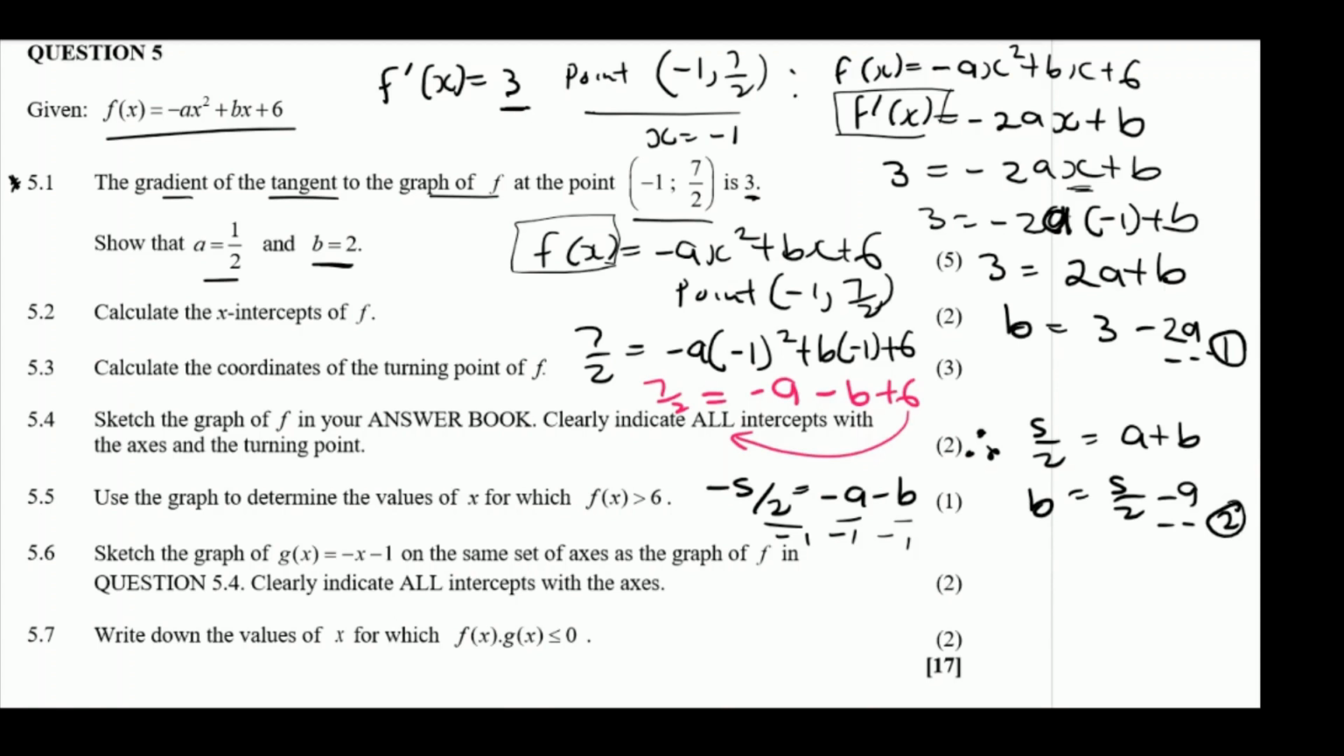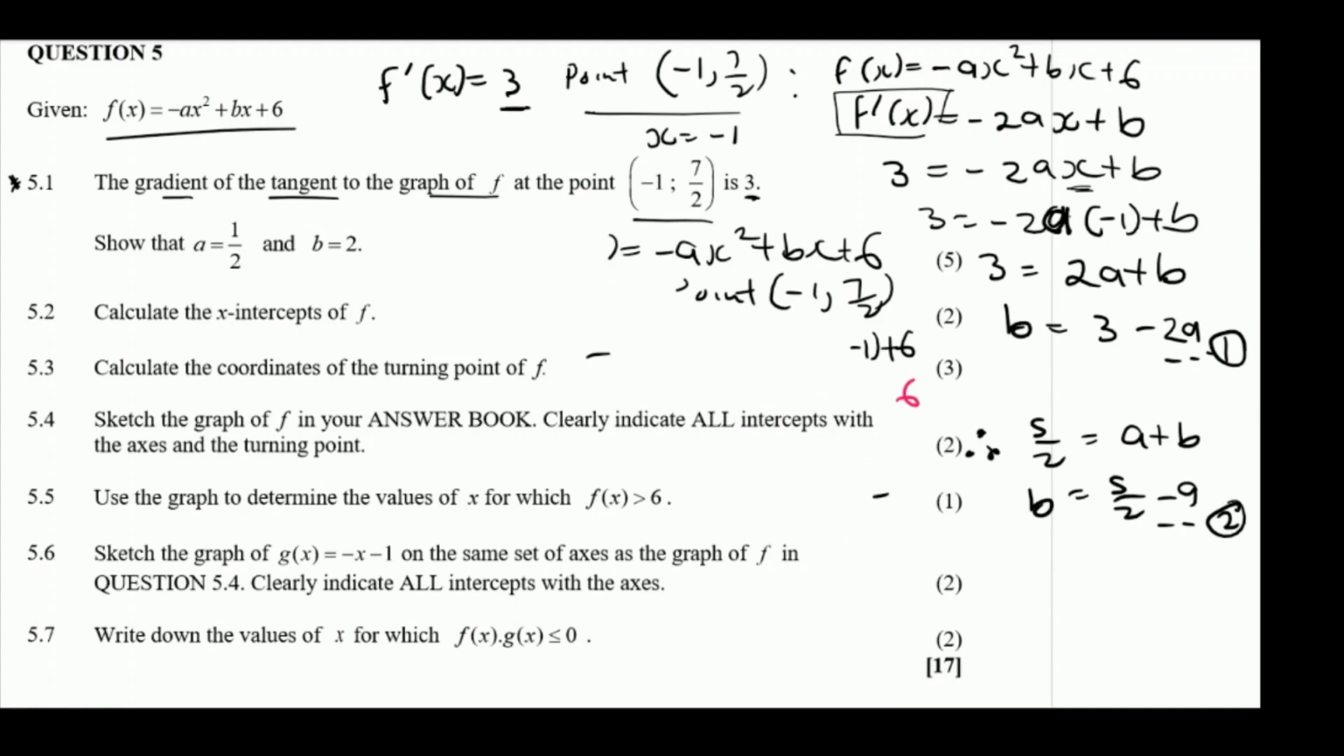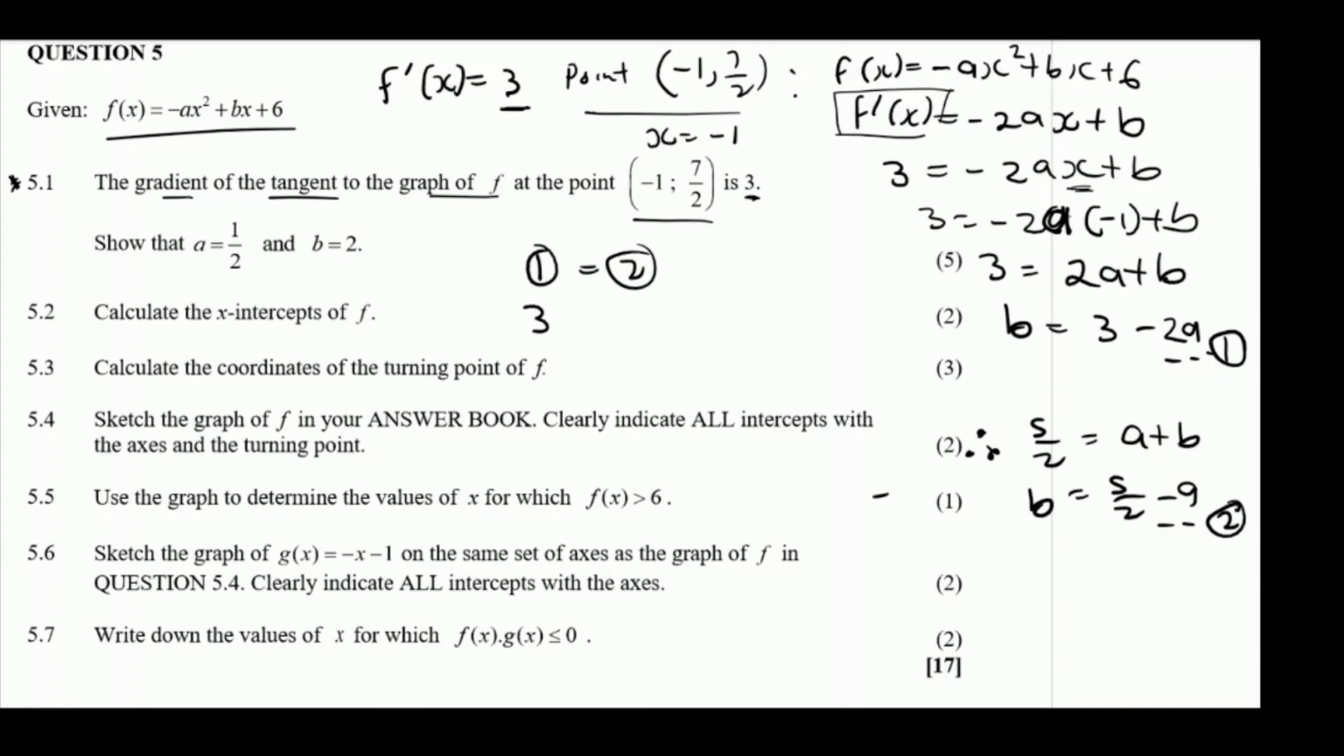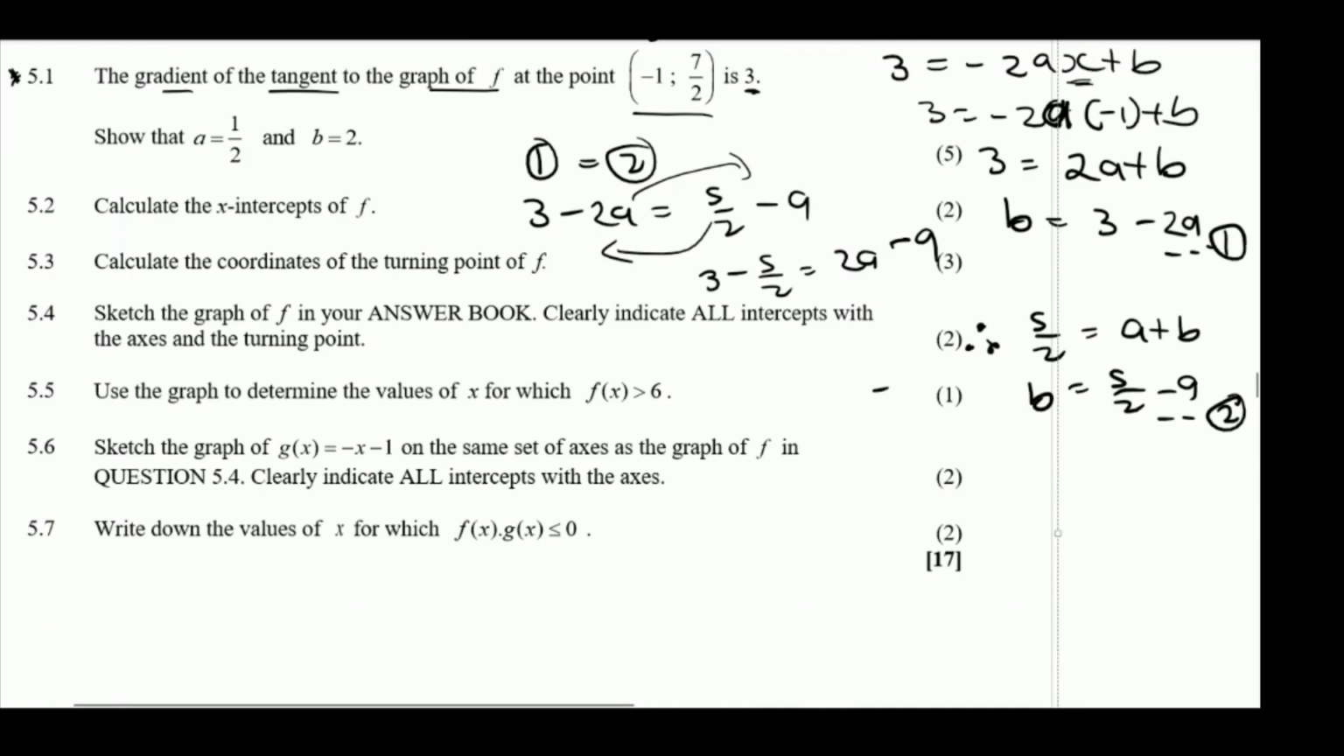So to find what is required, a and b, let's equate the equations. So you have equation 1 with equation 2. Now we have two equations we're going to solve. So equation 1 equals equation 2. What is equation 1? b equals 3 minus 2a, equals equation 2, which is 5 over 2 minus a. So you can transpose this 2a to the other side and transpose this 5 over 2 to the other side. So you have 3 minus 5 over 2 equals 2a minus a. What you'll get is 3 minus 5 over 2, you're going to get 1 over 2 equals 2a minus a, you're going to get a. So a equals 1 over 2.